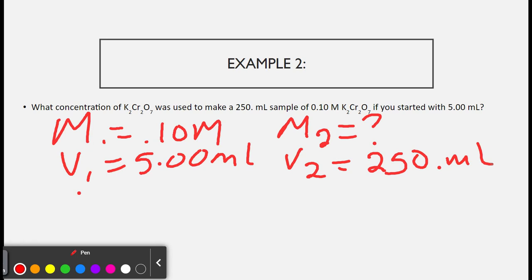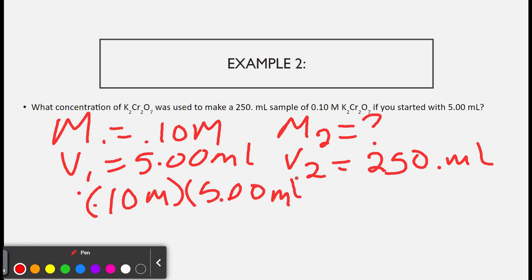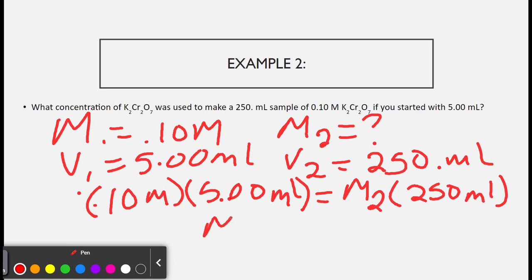So I'm going to put this in my equation. 0.10 molar solution times my volume of 5 milliliters, my decimal point there, equals my M2, which is what I'm looking for, and I'm going to multiply it by 250 milliliters. And my M2, if I have done my math correctly, I should end up with 0.0020, to be consistent with sig figs, molar solution of potassium dichromate is what is needed for that problem.